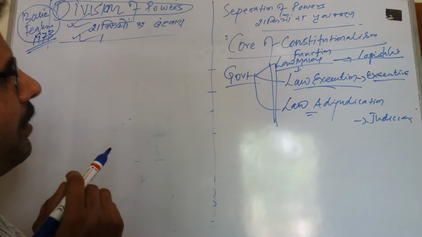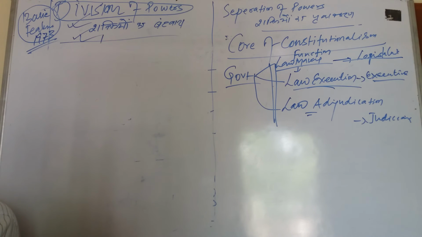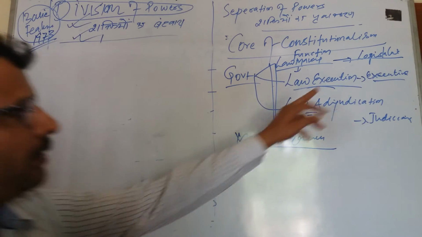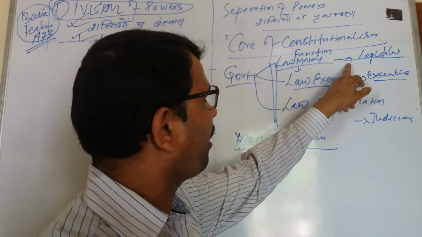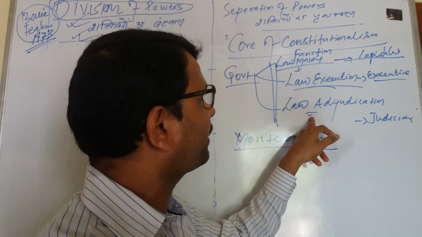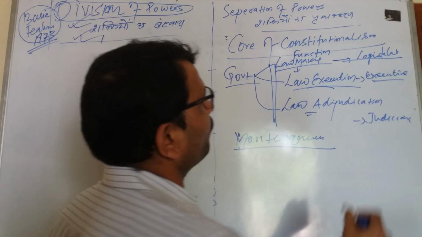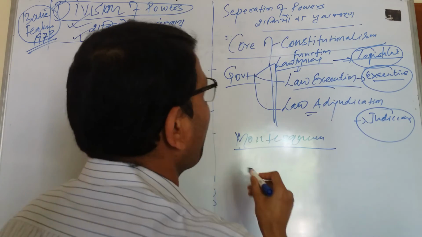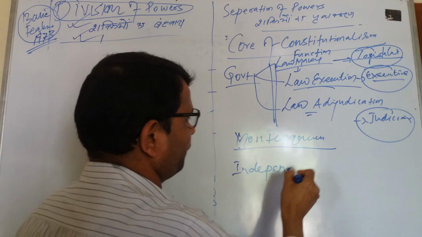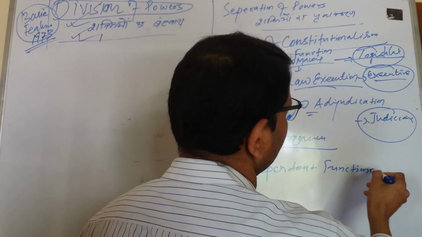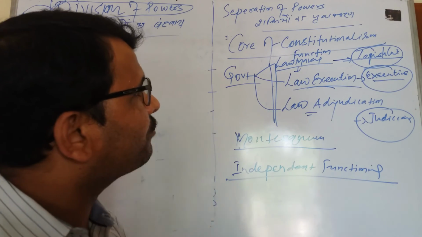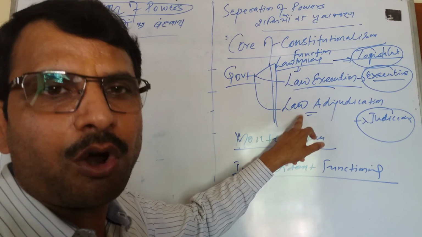So the separation of power was given by the very famous Montesquieu in earlier times. Montesquieu gave this theory that the legislature is to make the law, the executive is to implement the law, and the judiciary is to adjudicate the law or protect the rights of the people. So separation of power means independent functioning of each organ. Independent functioning. That means the legislature will do this role only, the executive will do law execution, and the judiciary will adjudicate conflict issues or protect rights, etc.